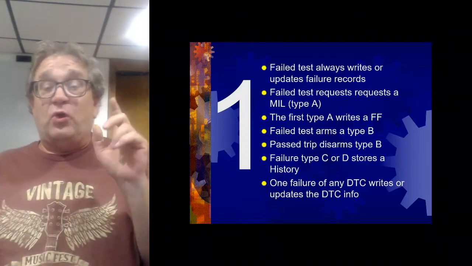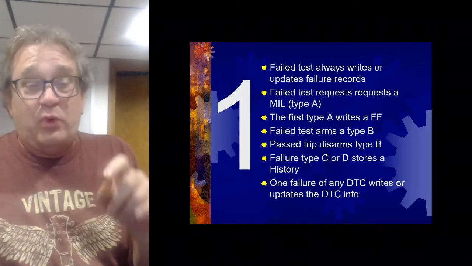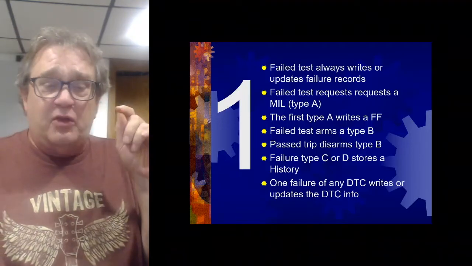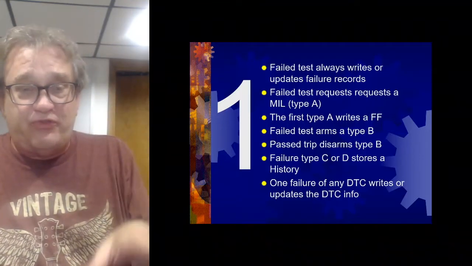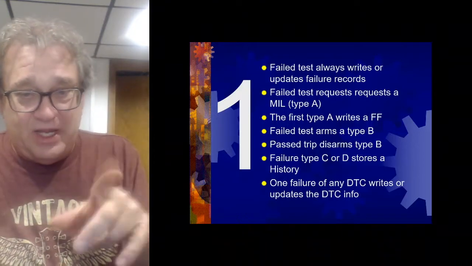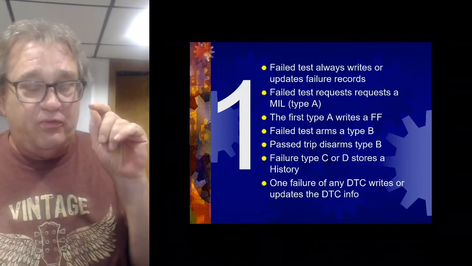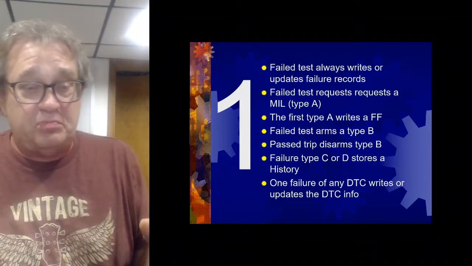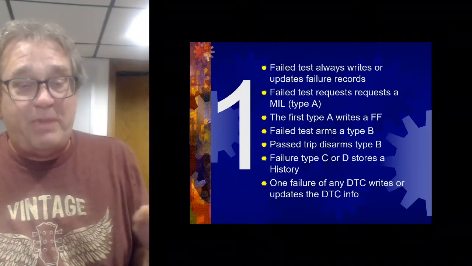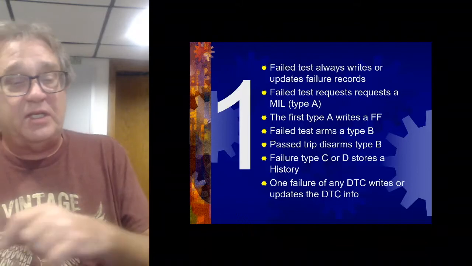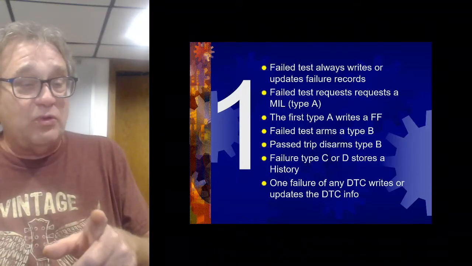One failed test always writes. One failed request is a type A. First fail of a type A writes freeze frame. First failed test arms a type B. First pass trip disarms a type B. First fail. Get where I'm going with this?